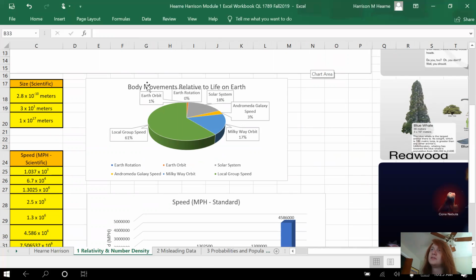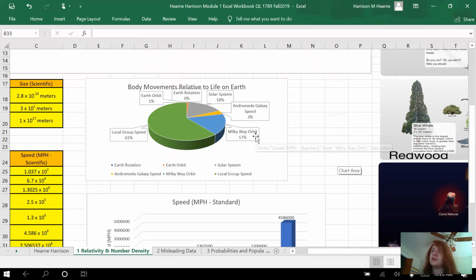So this is breaking down the body movements relative to life on Earth and how fast each one of those is compared to our total speed. So you can see the rotation speed of Earth barely factors in. It's only here at 0%. The speed of Earth orbiting around the sun factors in a little more. It's at 1%. The Andromeda galaxy speed factors in a little more than that at 3%.